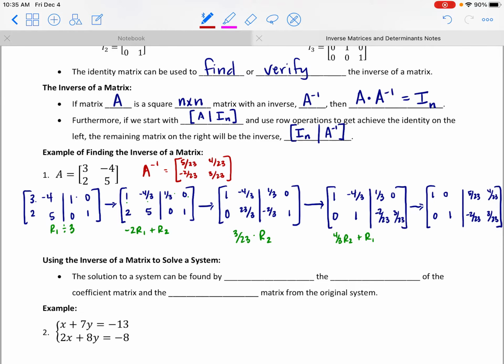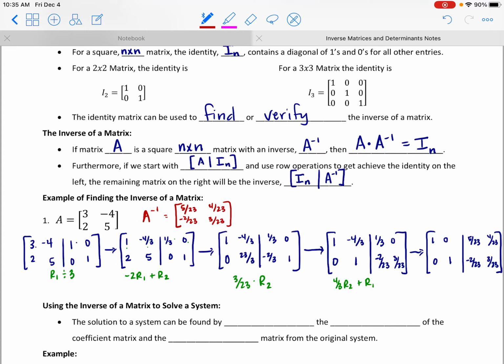Now you can see if we were to start with a 3 by 3, finding the inverse is going to take more work because we'd have to manipulate 1, 2, 3, 4, 5, 6, 7, 8, 9 different numbers, and that would have to be all the way across. So that's a lot of row operations to manage, but it's doable, okay? And it's good practice of what we looked at in the previous topic. So we're able to find the inverse.